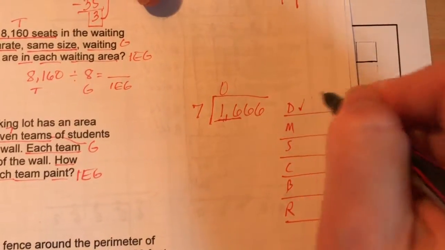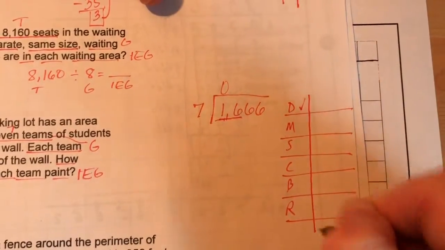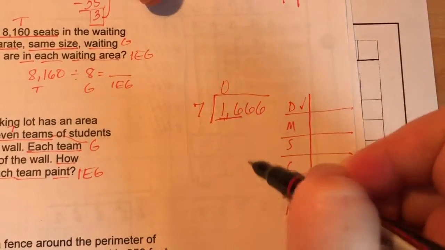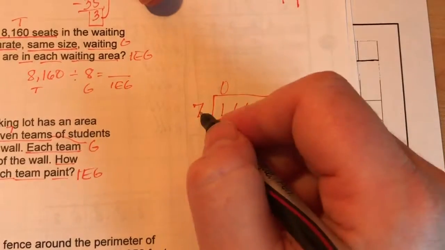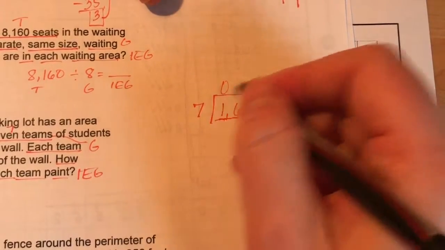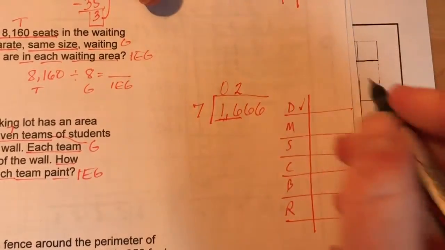So let's go ahead and officially determine. I'm going to do my vertical line. 7 times what gets me close to 16 without going over. So 7 times 2 is 14. 7 times 3 is 21. So it has to be 2.